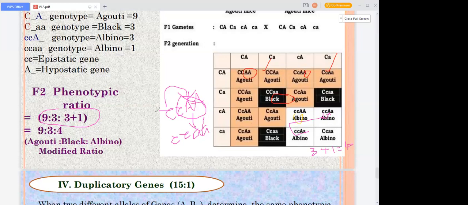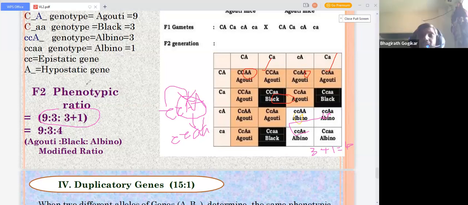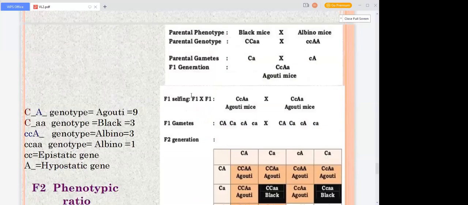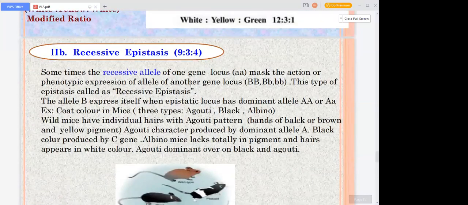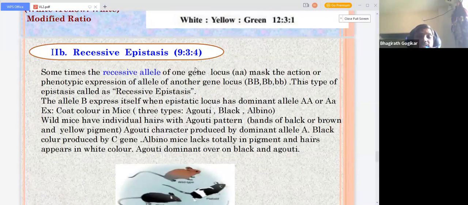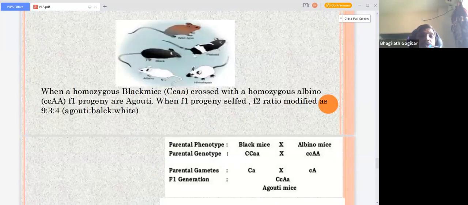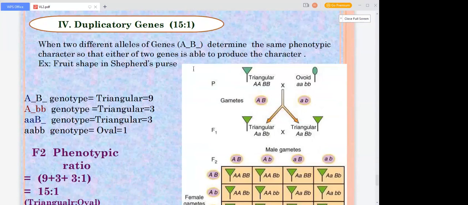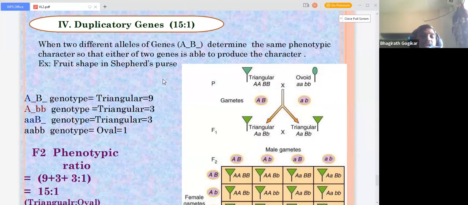Yes, sir. Okay. This is another kind of gene action, that is supplementary genes. Sometimes it is also called recessive epistasis. Next one is duplicatory genes. What is that? Duplicatory genes. In this gene action, any one of the genes, either two genes or a single gene, is responsible for the expression of the same character.